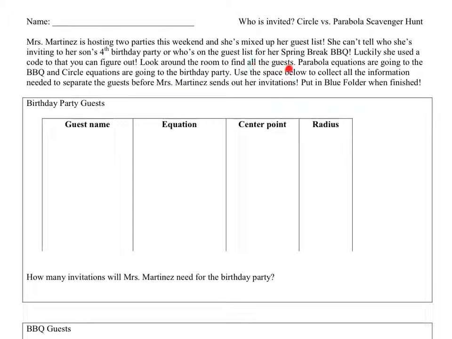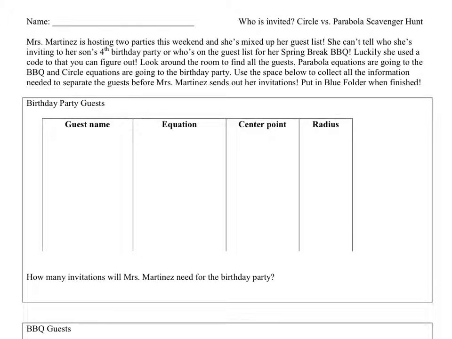Look around the room to find all the guests. Parabola equations are going to the barbecue, and circle equations are going to the birthday party. Use the space below to collect all the information needed to separate the guests before Mrs. Martinez sends out her invitations. Put this in the blue folder when you're finished.